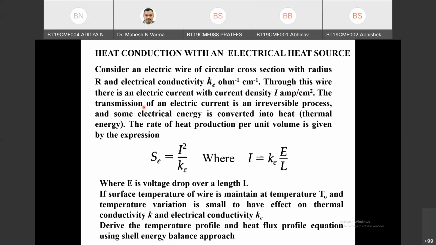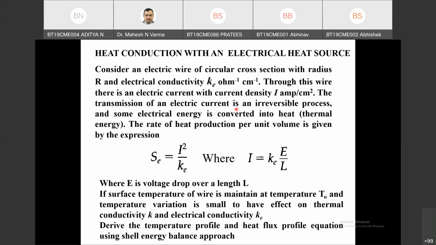The transmission of the electrical current is an irreversible process. So once electrical current is passed, you cannot reverse that current. You cannot say that now I have switched on a button and the fan is rotating in the clockwise direction.